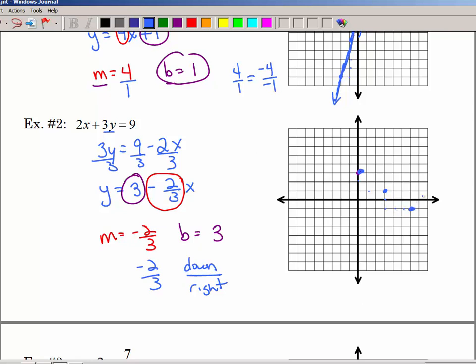Now, you could reverse it, and remember -2 over 3 is the same as +2 over -3. So I could go up and then left. Let's try that. Up 2 and left 3. And all those dots should be in a line. Then you would take a straight edge and connect those. Pretty easy.